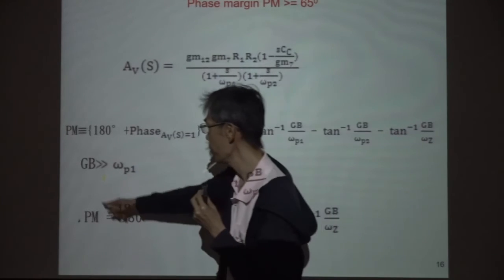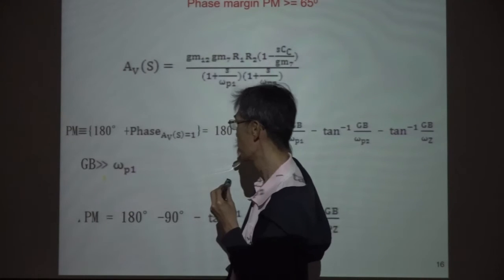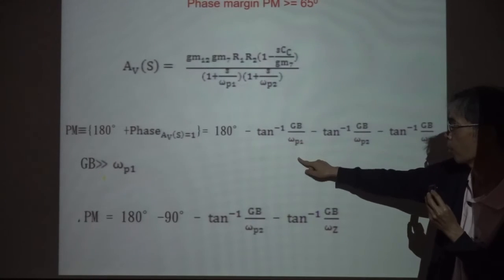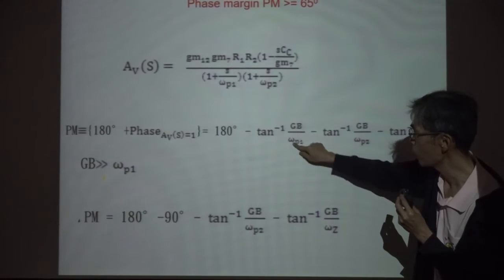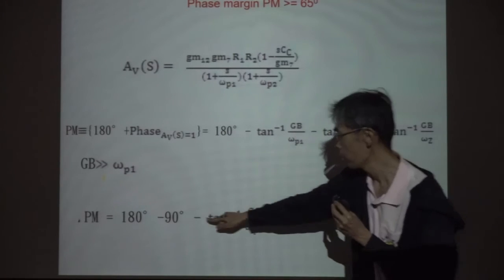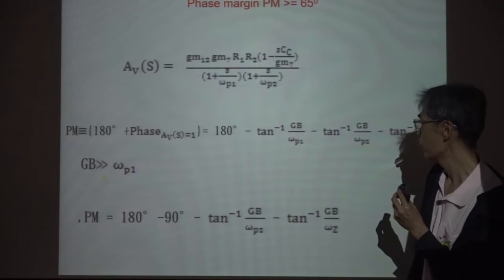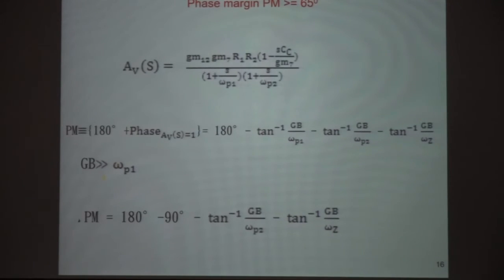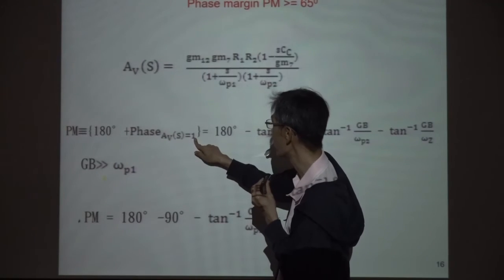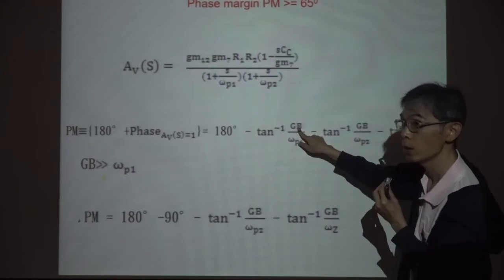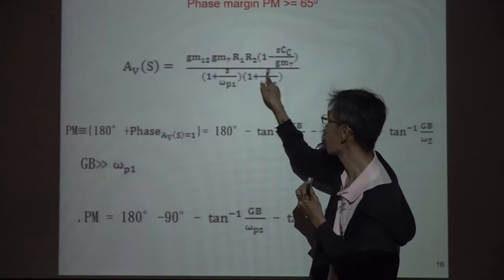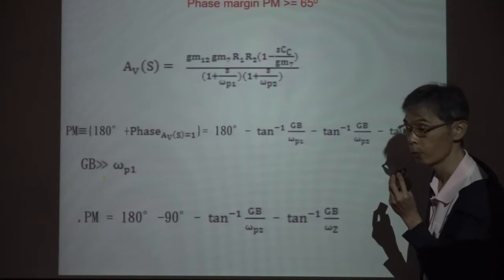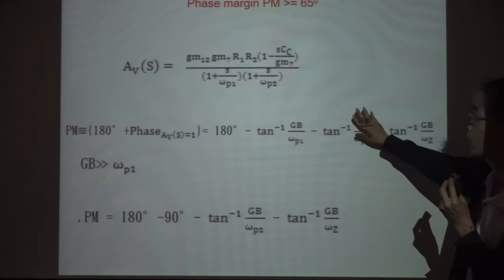And we take gain bandwidth much larger than omega P1. If this one is very large, the arctangent is pi over 2, 90 degrees. Put this one here, and this one here. Remember, when Av equals 1, omega equals GB. This is the unit gain bandwidth. So this is the phase margin equation.